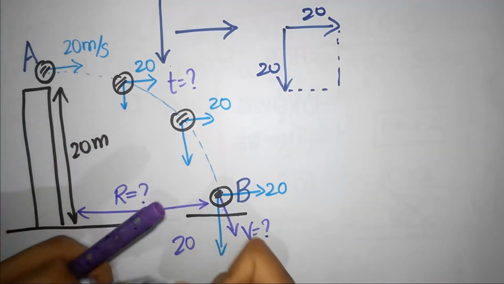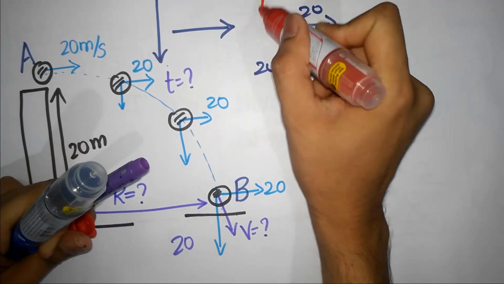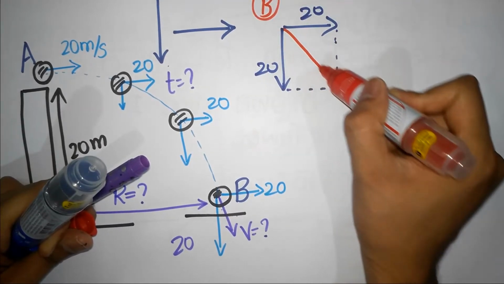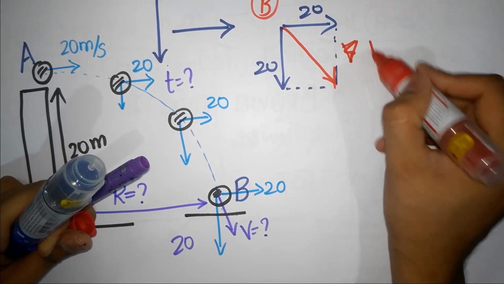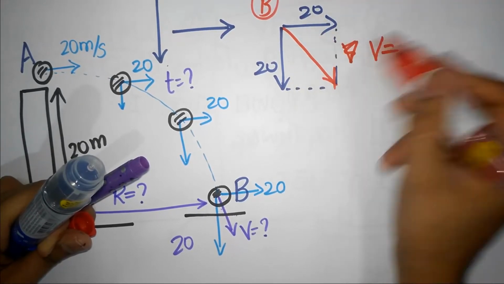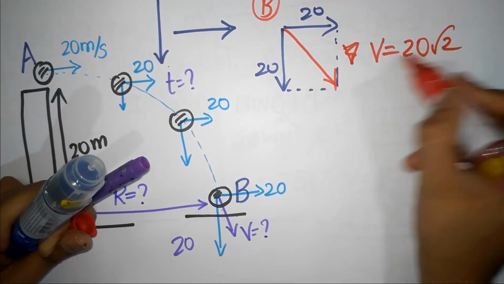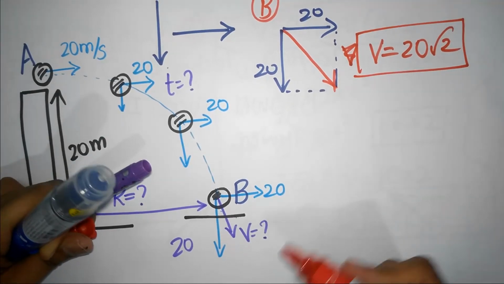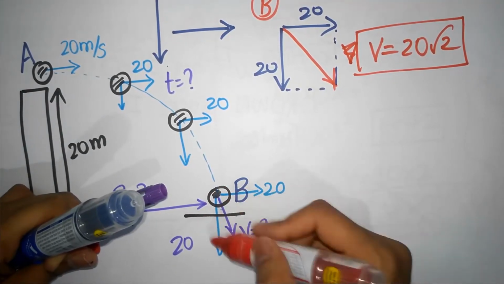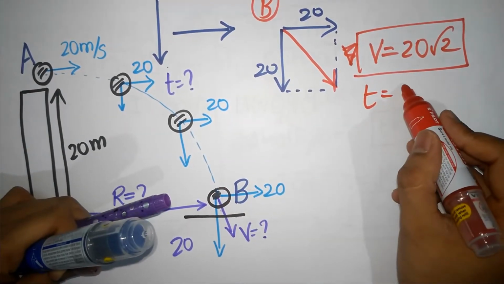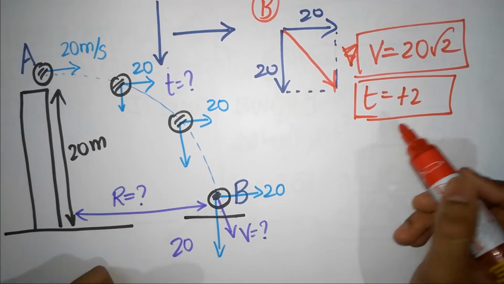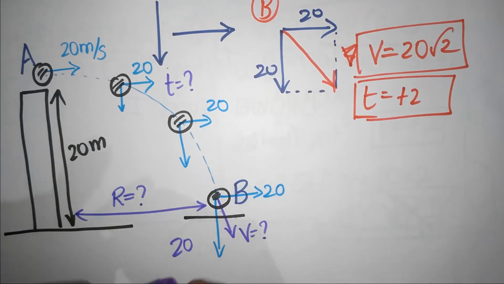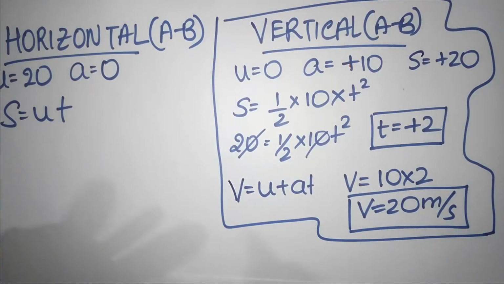Therefore, our net speed, this is at point B, our net speed or net velocity is going to be V equal to 20 root 2. Pythagoras theorem, people. Pythagoras theorem. So we found out what the final velocity is. We found out the time taken is plus 2 seconds. And we also found out, what else? Oh, we did not find anything.